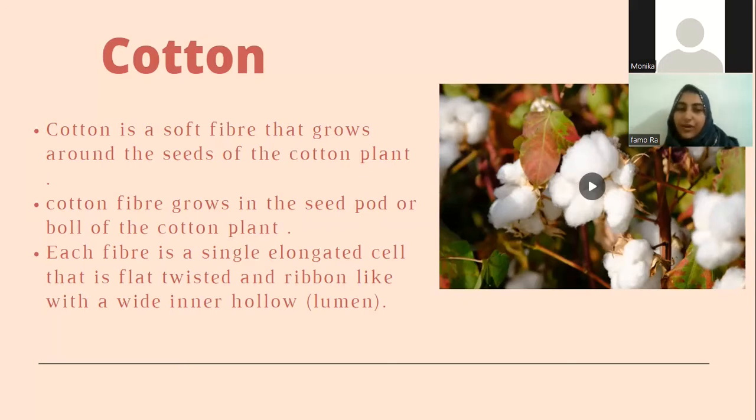It is a very soft fiber that grows around the seeds of the cotton plant. This is a picture of a cotton plant, and we have all seen, at least in pictures or in real life, the cotton plant and the cotton seed. This is the fiber that grows on the seed pod, the cotton ball. Each fiber is a single elongated cell that is flat, twisted, and ribbon-like with a wide inner hollow. That is each fiber in detail.